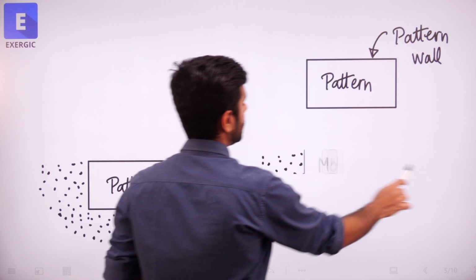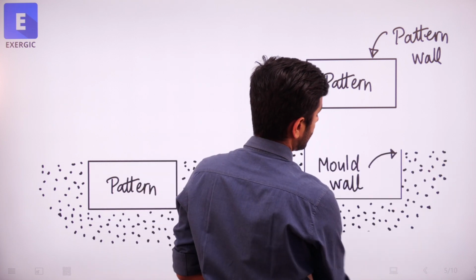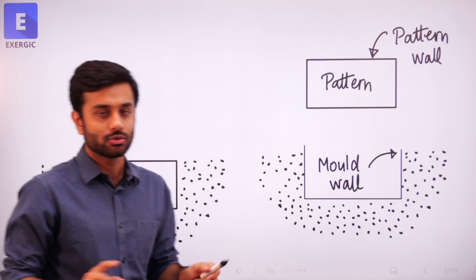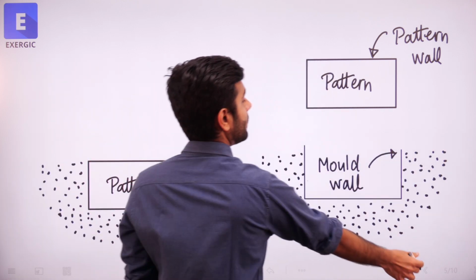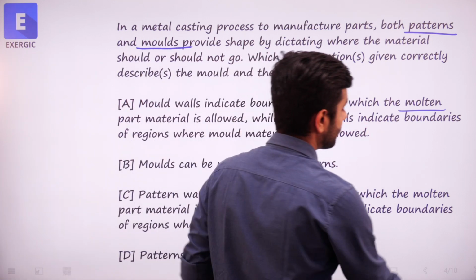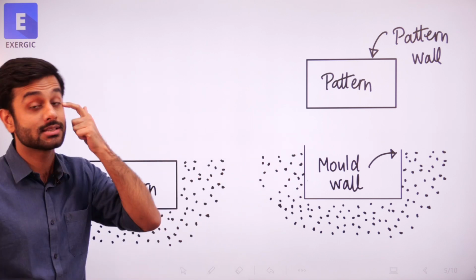So what will you have when you remove the pattern? This is going to be the mold wall. Now there will be no confusion regarding the mold wall, right? Those of you who are looking away unnecessarily, where the question has not mentioned anything about the casing, about the box, might have gotten confused. So only focus on this. This is the mold wall.